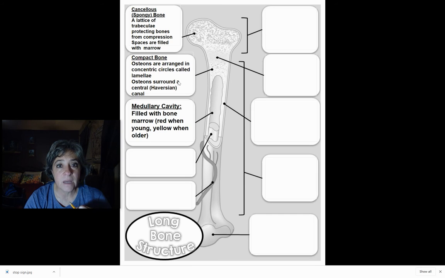The very middle of these long bones is hollow. You still have the compact bone on the side here, but the very middle of it is hollow. That's called the medullary cavity. It's filled with bone marrow. When you're young and still growing, it's red, but as you get older, it turns into a yellow marrow that's high in fat.